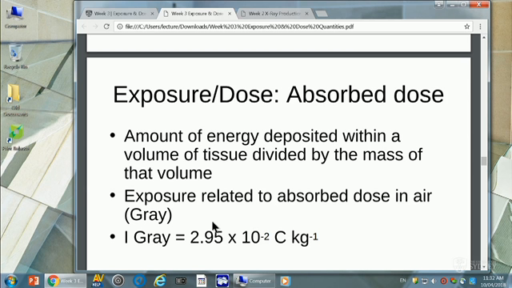Notice the difference. Dose is about energy deposited within a volume of tissue. It's no longer about ionization of air. It's about energy deposited within a tissue, divided by the mass of that volume. And this is the first of the 3 doses you'll come across, and you'll see why each of them, as we progress, why the next one is necessary. So this is absorbed dose, the amount of energy deposited within a volume of tissue.